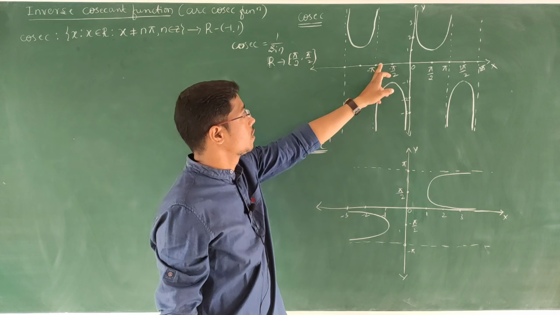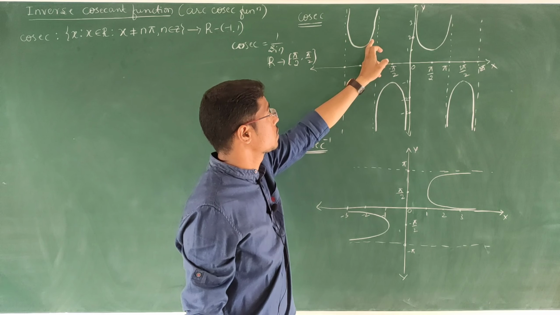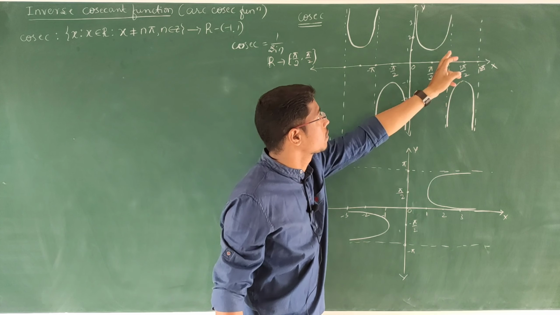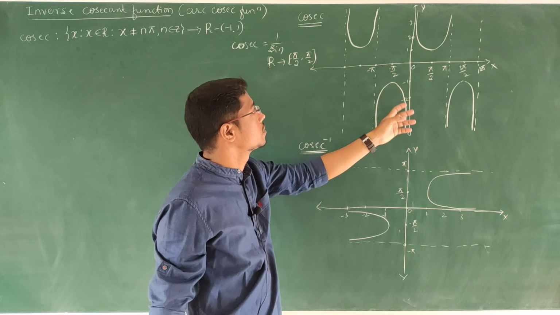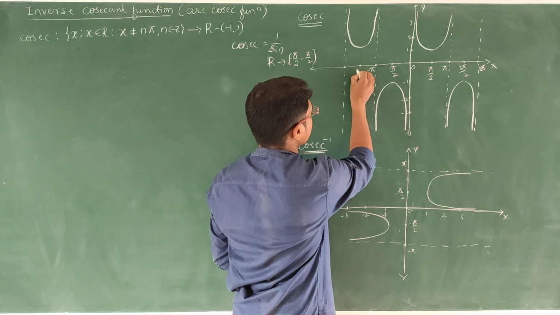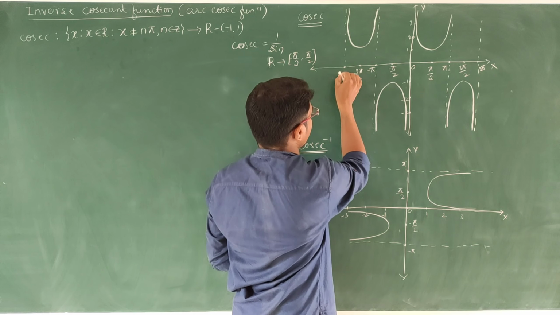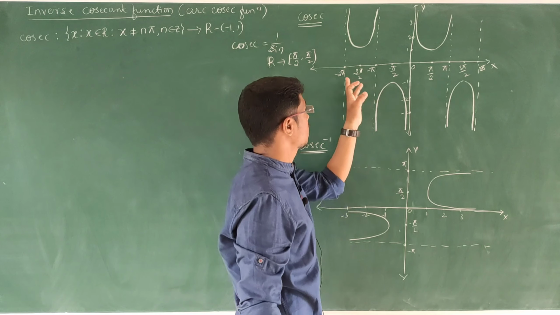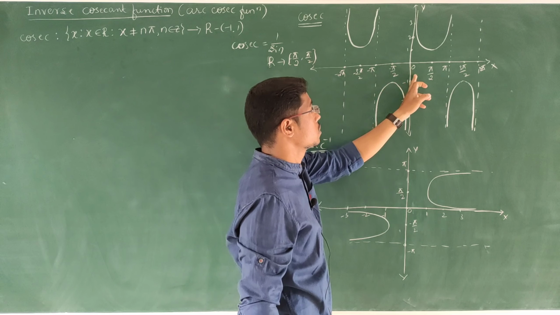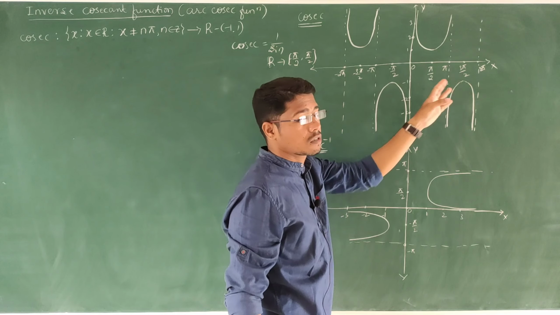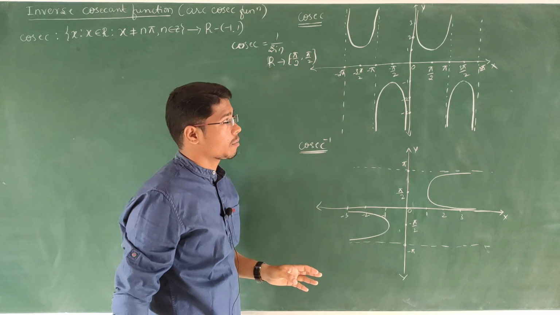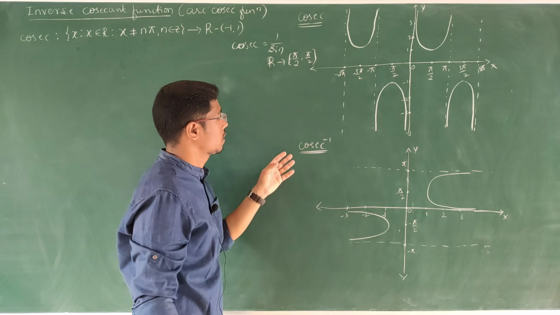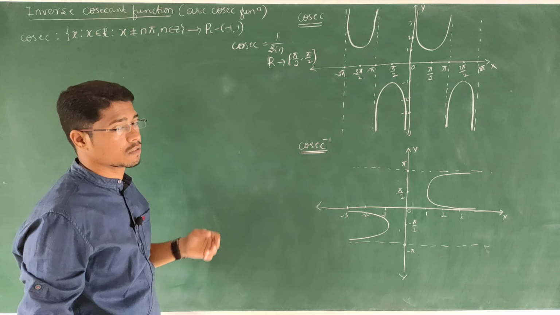See here, this is the graph of cosec x. It doesn't touch the lines at n pi, where n belongs to Z, that is minus 2 pi, minus pi, 0, pi, 2 pi. It doesn't meet the line at n pi. Okay, generally. Okay, now let us define the cosec inverse function.